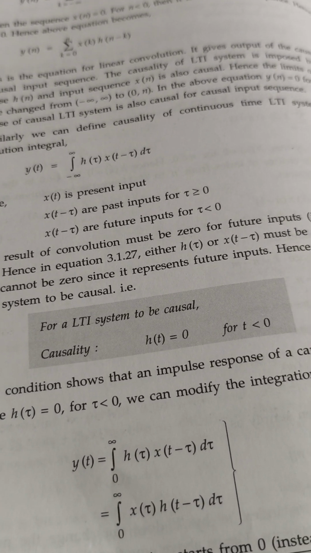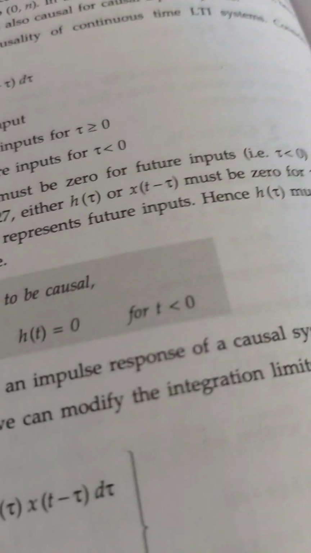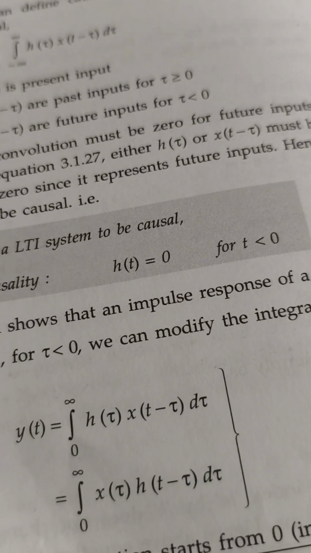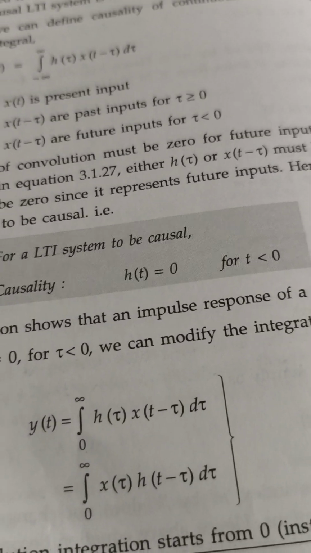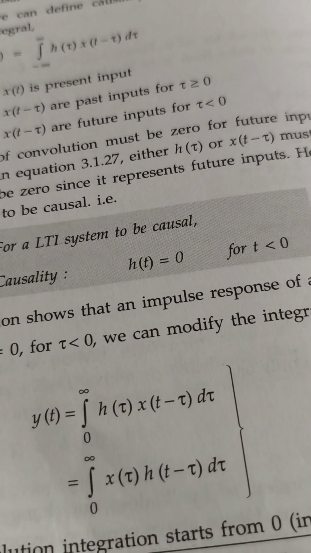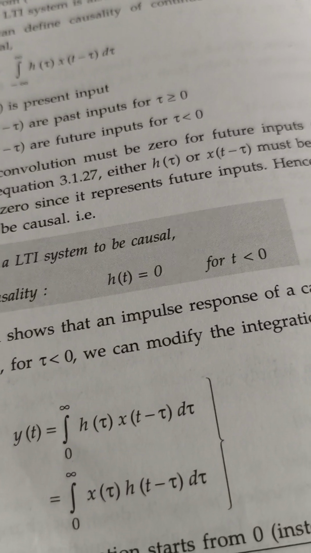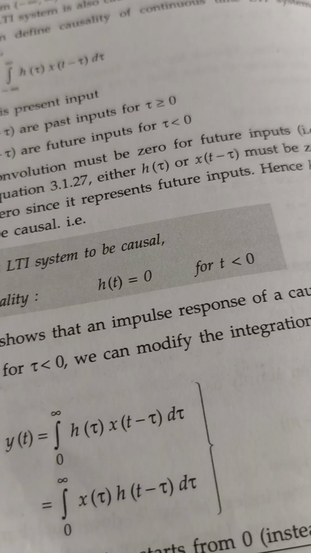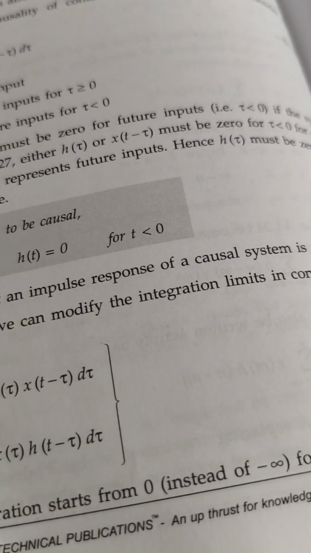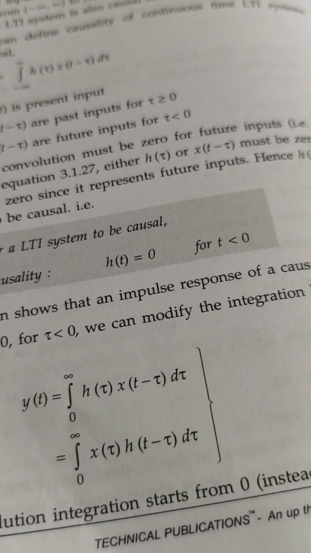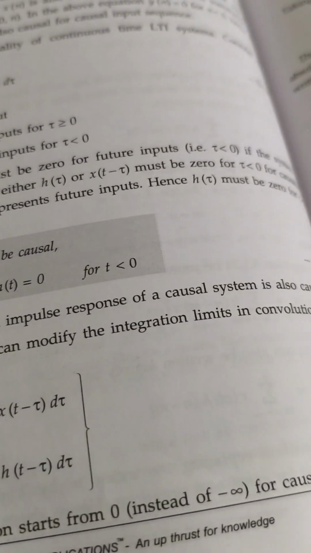For an LTI system to be causal, h of t equals 0 for t less than 0. Then the convolution equation will be y of t equals the integration from 0 to infinity. We will not discuss minus infinity to plus infinity here, since for a causal system we can modify the integration limits of convolution to 0 to infinity of x of tau h of t minus tau d tau.